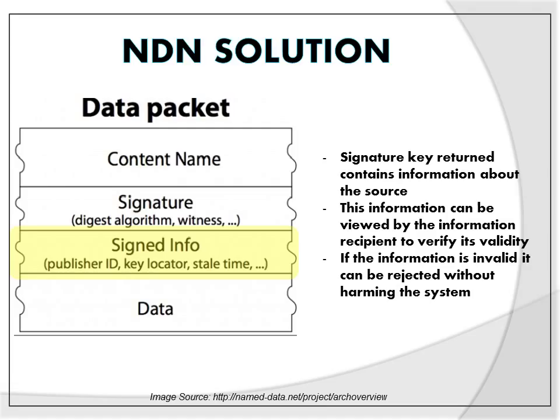The NDN solution to this is actually quite clever. It's contained in the signature key that's on the data packet that's returned with the content. This is a signature that is required by the source of the content, as well as a publisher public key digest and a signature algorithm. This can be viewed to verify the validity of the source.